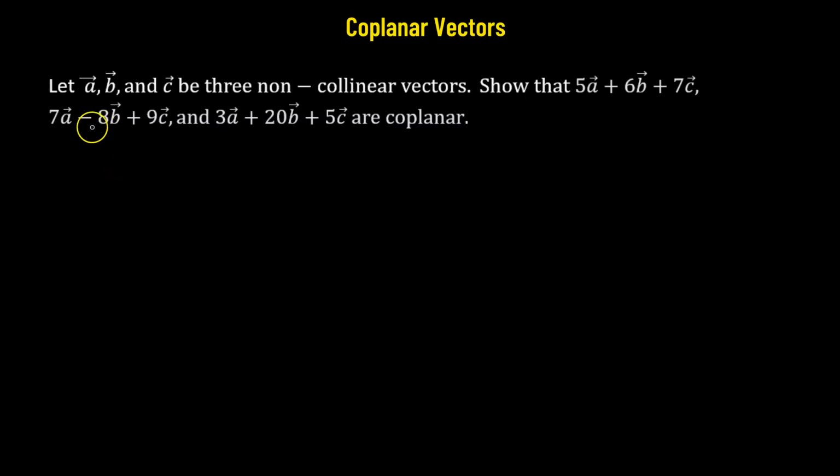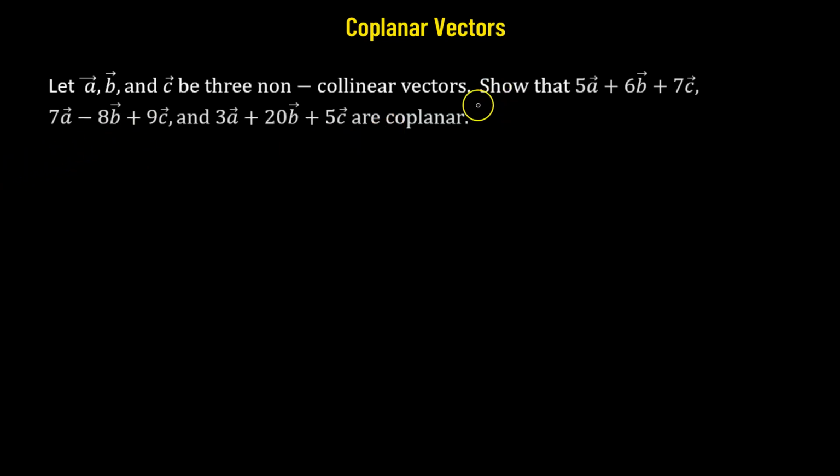So in this problem, we have three non-collinear vectors a, b, and c. Non-collinear means they do not lie along the same line. So using these three vectors a, b, and c, we have composed three other vectors given by 5a vector plus 6b vector plus 7c vector, and the other two vectors. So we have to show that these three vectors are coplanar.